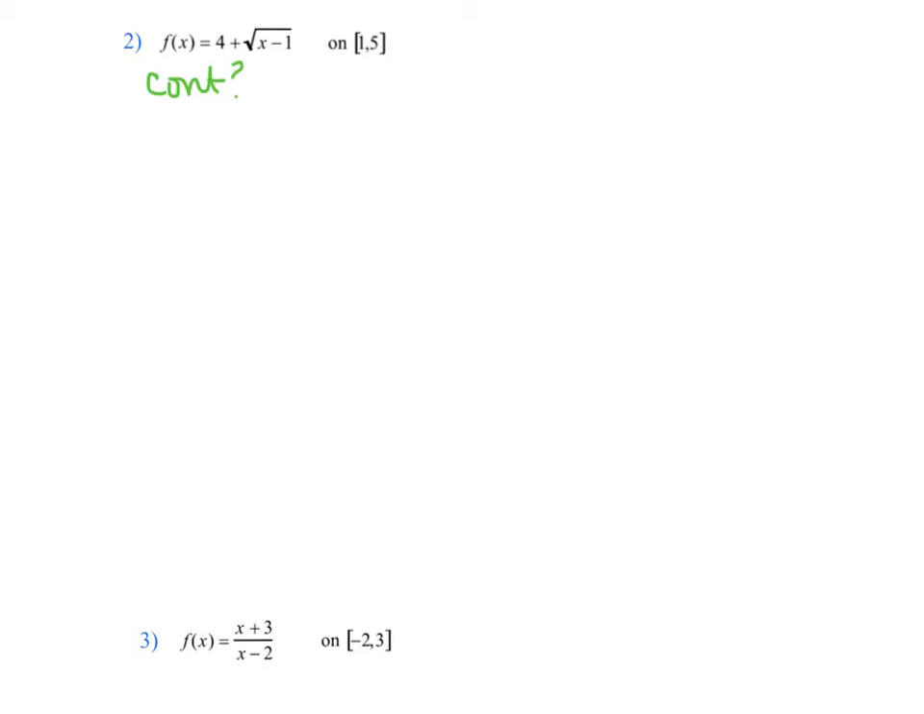So when I'm answering this question, I have to look at the domain of this function. The numbers under the radical have to be greater than or equal to 0, so x would have to be greater than or equal to 1. And clearly the numbers in this interval, 1 to 5, and remember it has to be continuous on the closed interval 1 to 5, I would say yes, it's continuous over that closed interval because of the domain, as x is greater than or equal to 1.